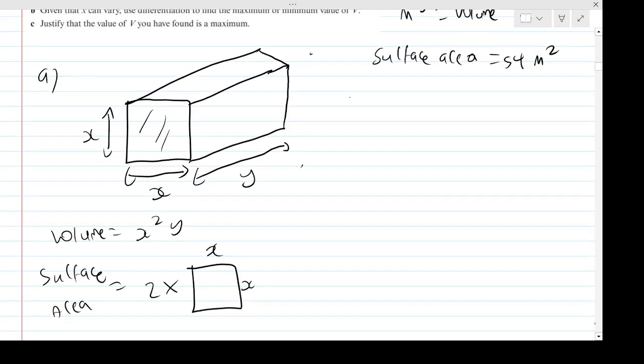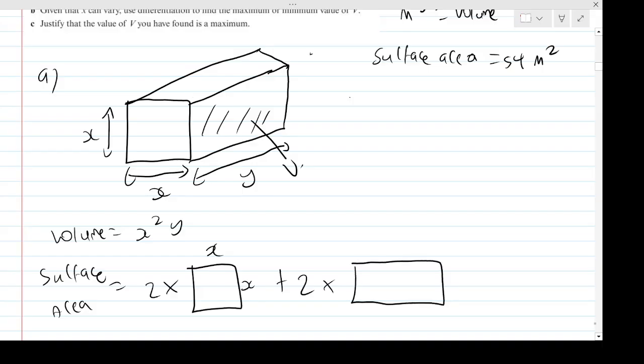Then we also have these side faces. So again, there's going to be one at the front here and one at the back there, right? It's going to be two of those as well. So we need the area of that, and that's going to be y down here, and this length is going to be x as well, right? So x here.